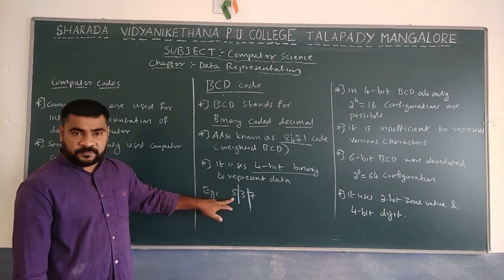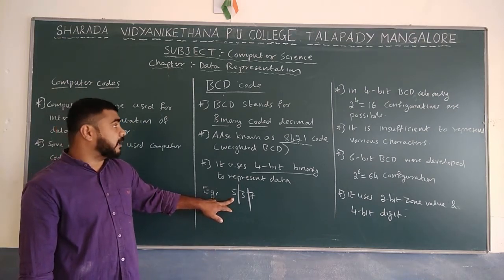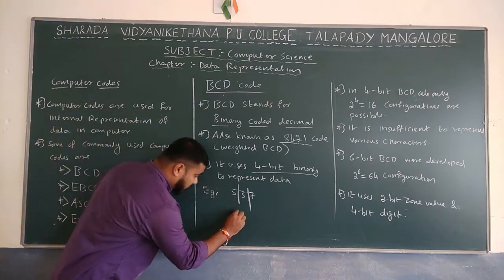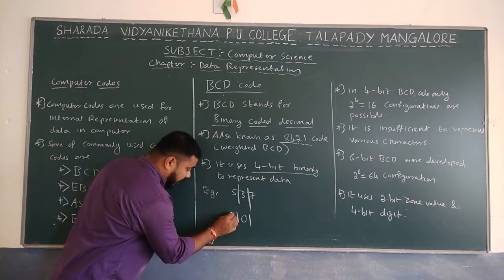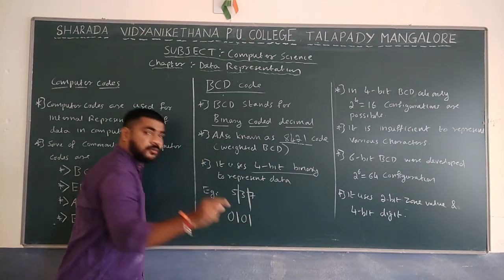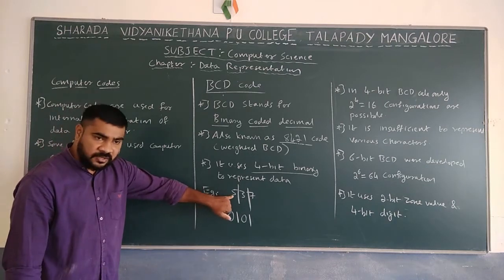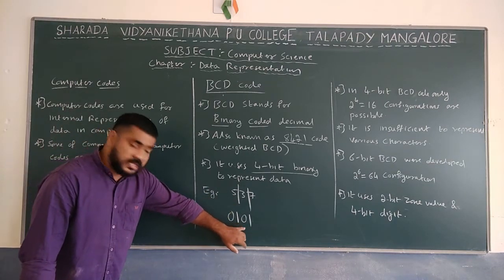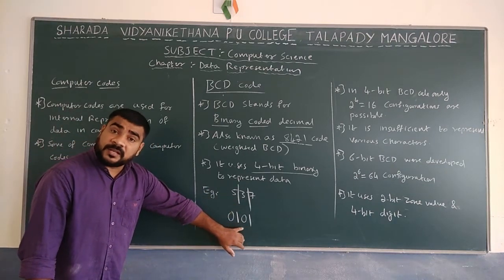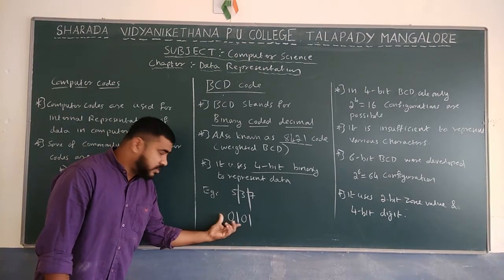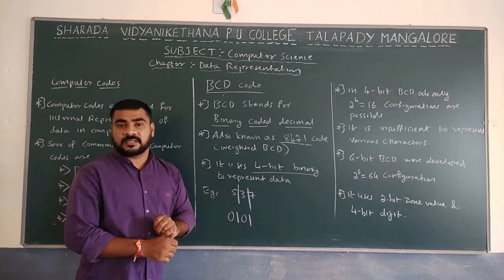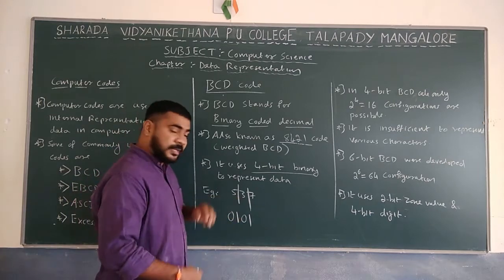So first one is 5. What is the binary equivalent of 5? The binary equivalent of 5 is 101. So we have to add one more 0, making it 4 bits. First take 5, convert that into binary, that is 101, then add one more 0 to make it 4 bits.